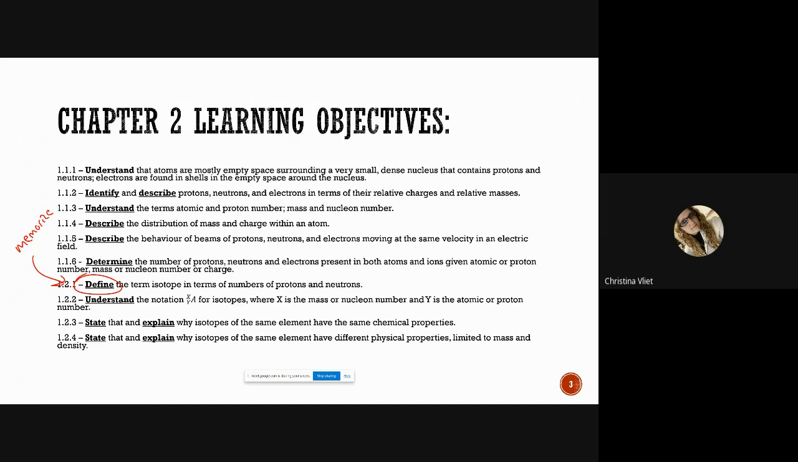Describe means you're going to tell what's going on. Understand is probably for something like a multiple choice question. If it says understand, it means you have to understand this idea in order to answer a question correctly.